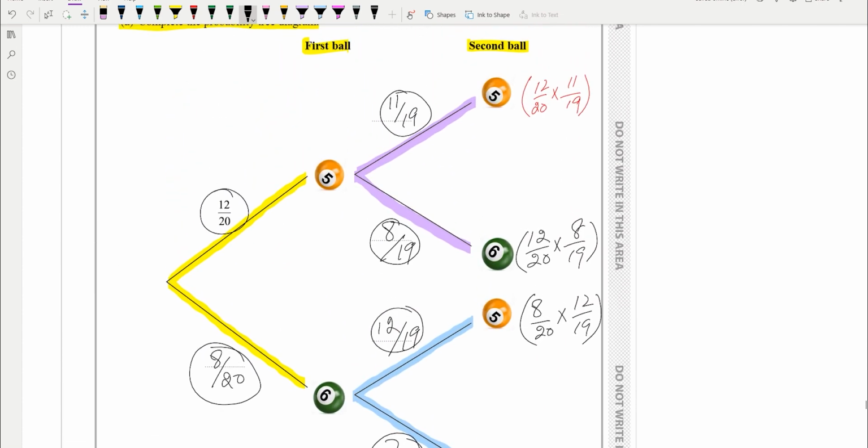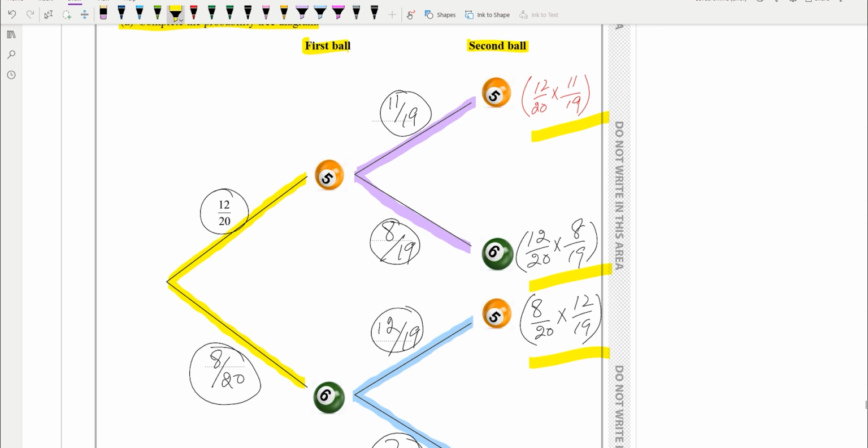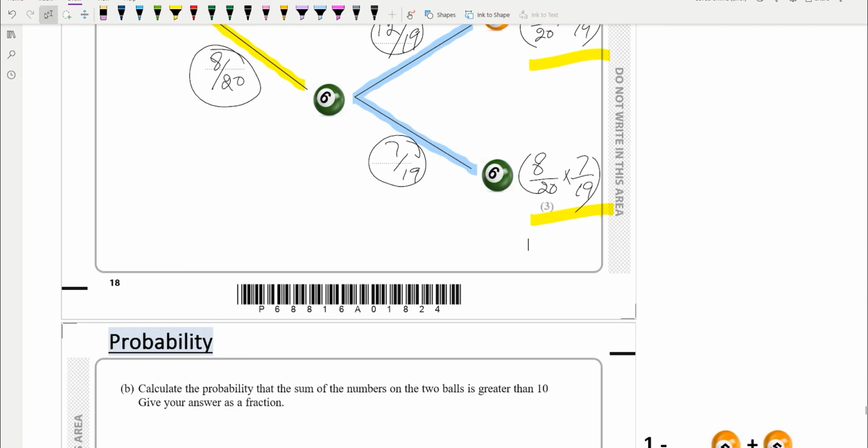These values which I have written are just for your understanding, this was not required. So this value, this value, this value, and this value I have written for your understanding. So the probability tree is without these values.